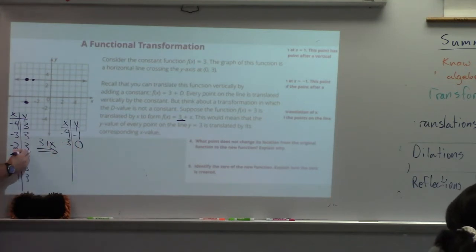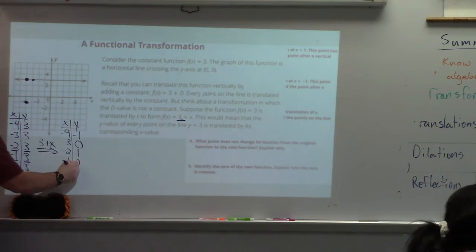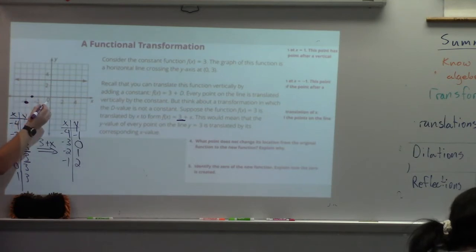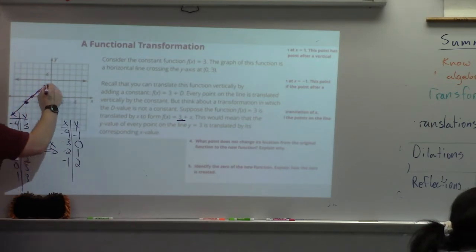Right? We take this 3 and we add its x value. 3 plus negative 2, 1. 3 plus negative 1, 2. And so please don't ever forget that we can definitely create tables or any representation to help us out.